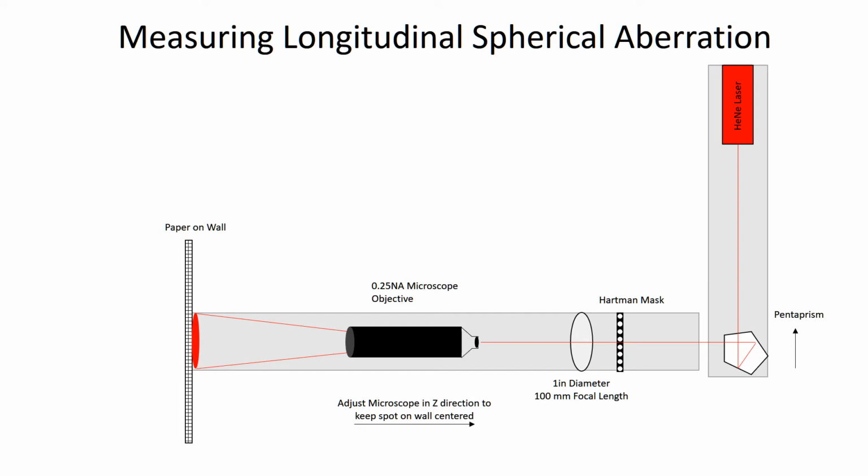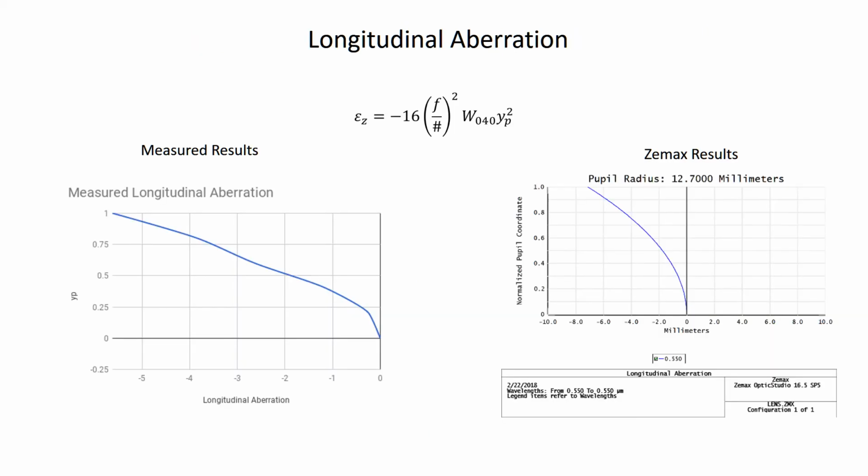Now we measured longitudinal spherical aberration by scanning the beam across the Hartmann mask and translating the microscope along the optical axis to find the location where the spot is again centered on the target. The longitudinal spherical aberration is the difference between the paraxial image and marginal image locations. The plot on the left shows the measurements we took in lab. As you can see, our data very closely matches the behavior we expect to see.